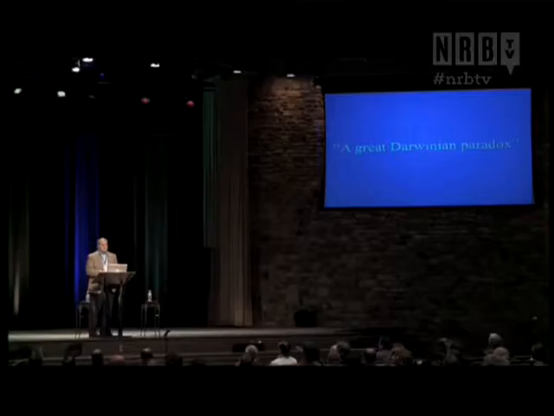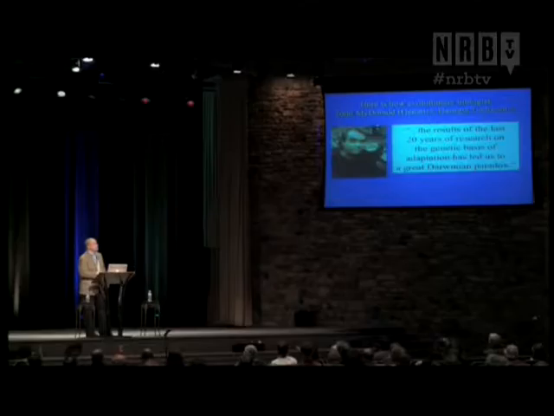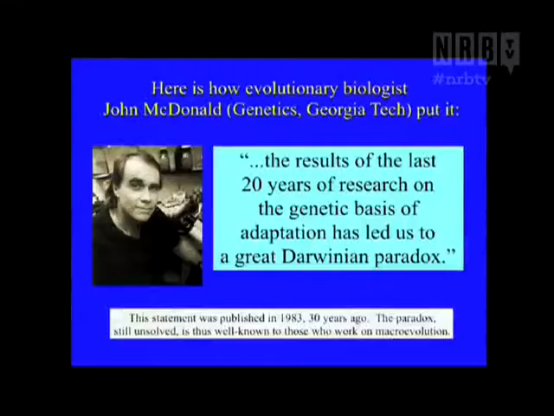Now that assumption has turned out to be false, and it's been discovered to be false by evolutionary biologists themselves. In fact, it's been given a name, the Great Darwinian Paradox. That name was given by a geneticist at Georgia Tech. At the time, actually, he was at the University of Georgia, John McDonald. And he said, the last 20 years of research on the genetic basis of adaptation, which is what we're talking about today, has led us to what he calls this Great Darwinian Paradox.